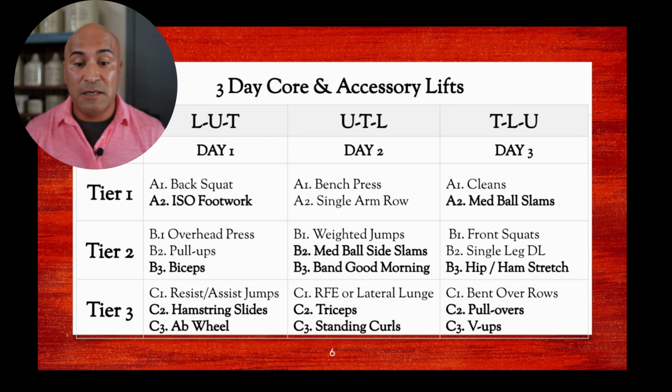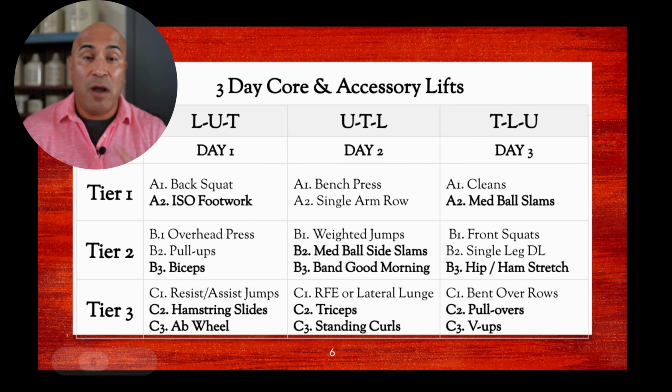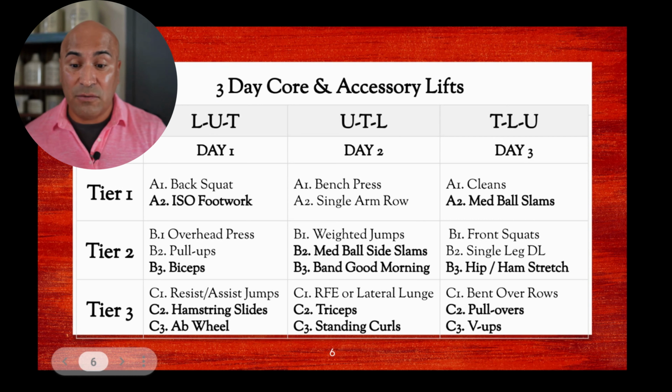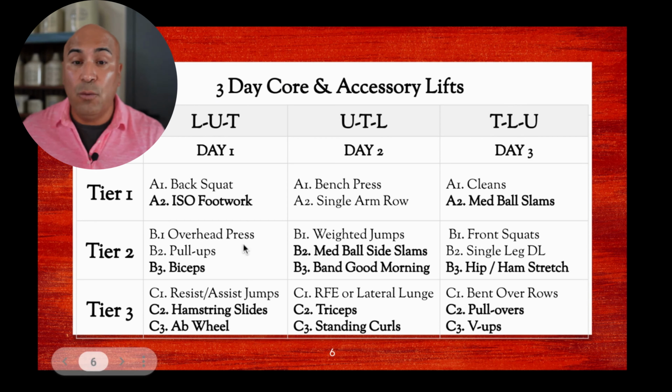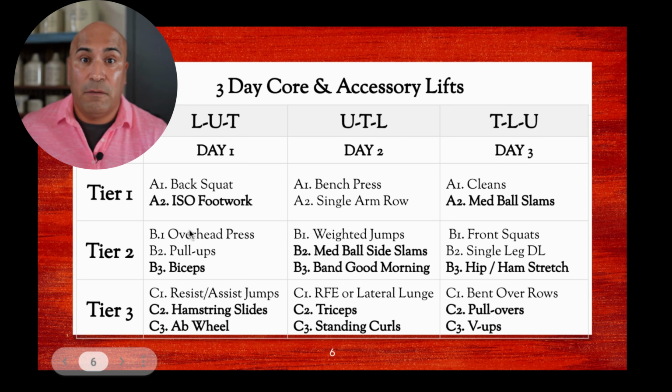Now let's look at how I put it together in our 3-day workout. How do I put our accessories and our core lifts together? As you can see, the top has the letters. For day one, we've got LUT, so lower body, upper body, total body, and the different tiers are on the left-hand side. This is how I pair them together. A1 is our back squat, and we pair that up with our A2, which is our iso footwork.